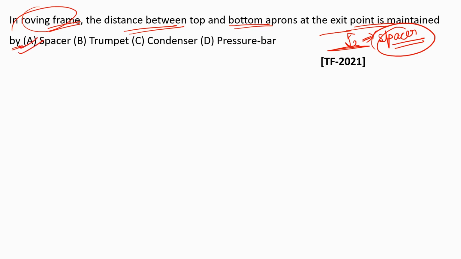Just read these things carefully. These are to-the-point questions. If you know, you can answer directly; otherwise you cannot answer them, since these are straightforward theoretical questions. It is a 1 mark question. Now looking forward to the next question.